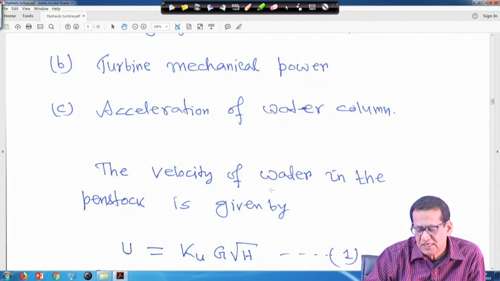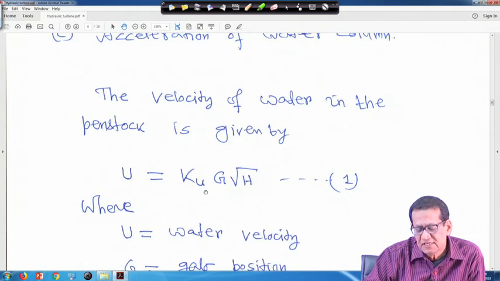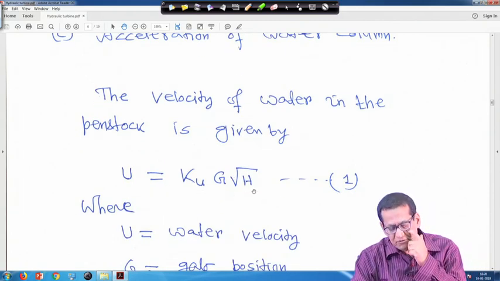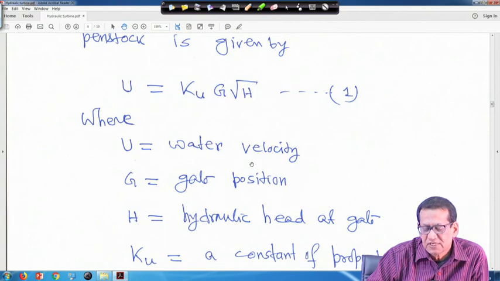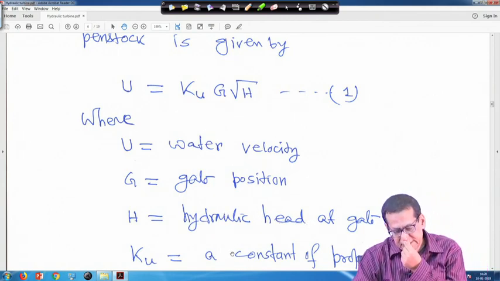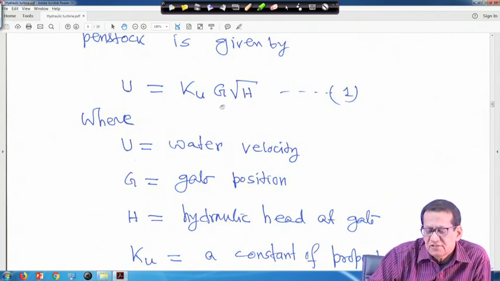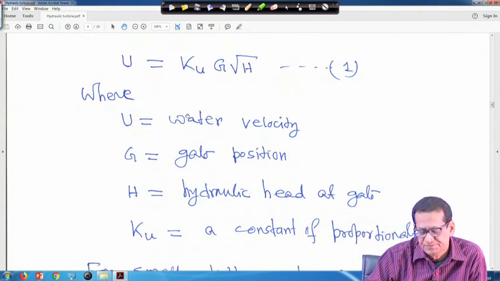The velocity of water in the penstock is given by u is equal to ku into g into root over h, right. Where u is equal to water velocity, g is equal to gate position, h is equal to hydraulic head at gate, and ku is a constant of proportionality. So, u is equal to ku into g root h, right. So, u is the water velocity.